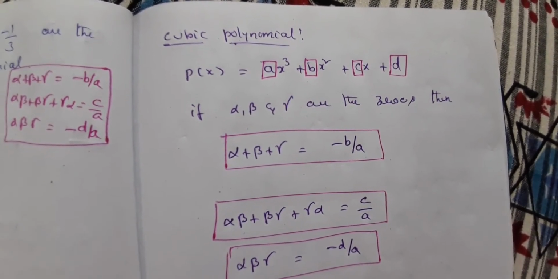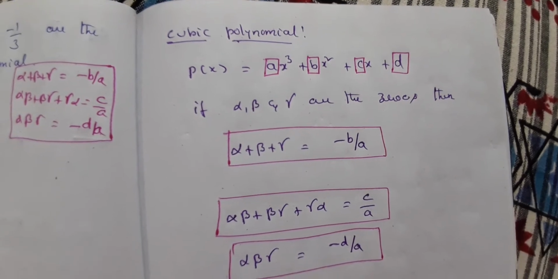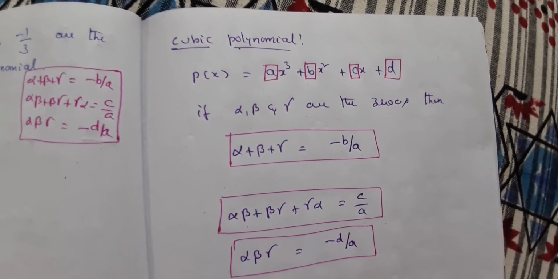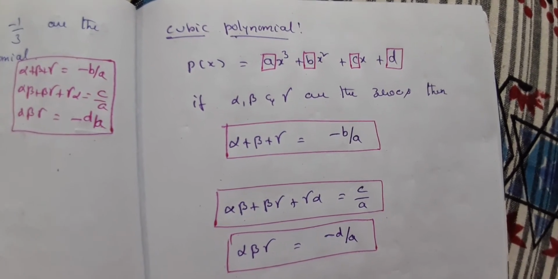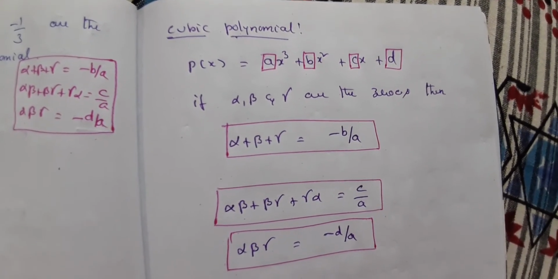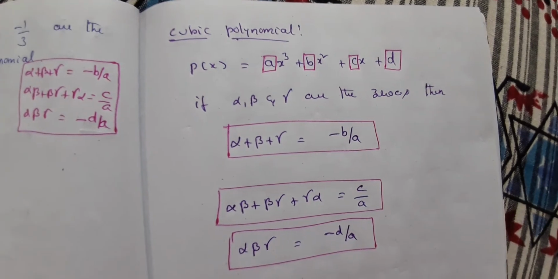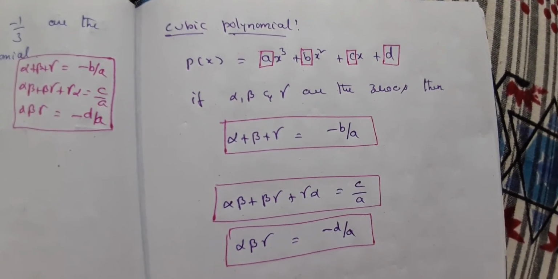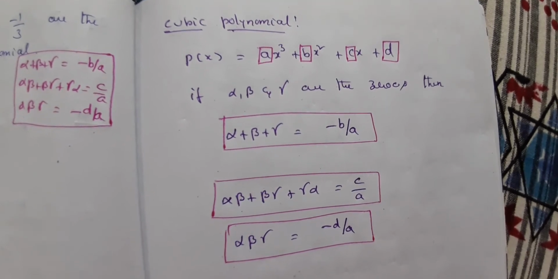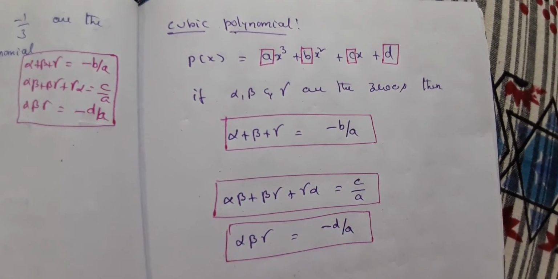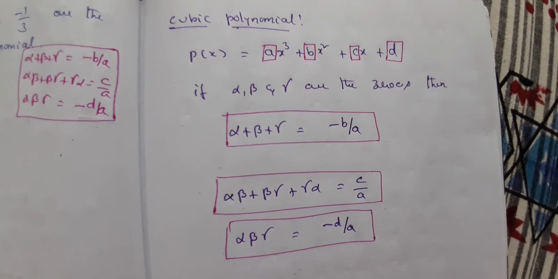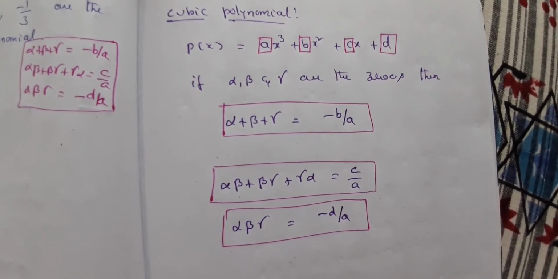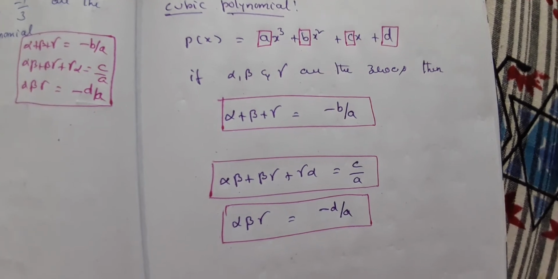For a cubic polynomial, you will have 3 zeros. Let the 3 zeros be alpha, beta and gamma. Then the sum of the zeros, alpha plus beta plus gamma, is equal to minus b by a. And alpha beta plus beta gamma plus gamma alpha is c by a. And finally, the product of all the 3 zeros, alpha beta gamma, is equal to minus d by a.